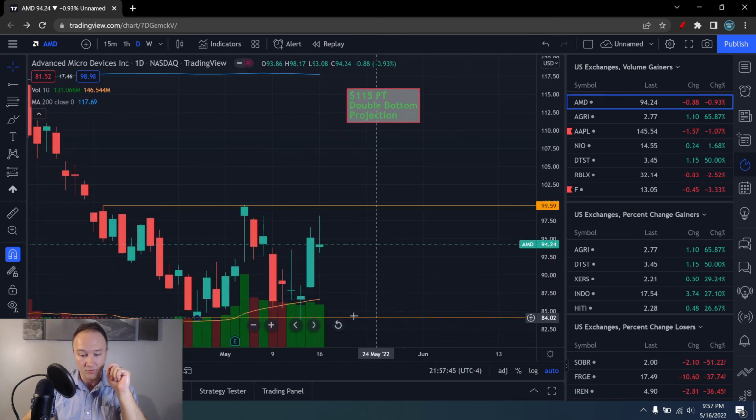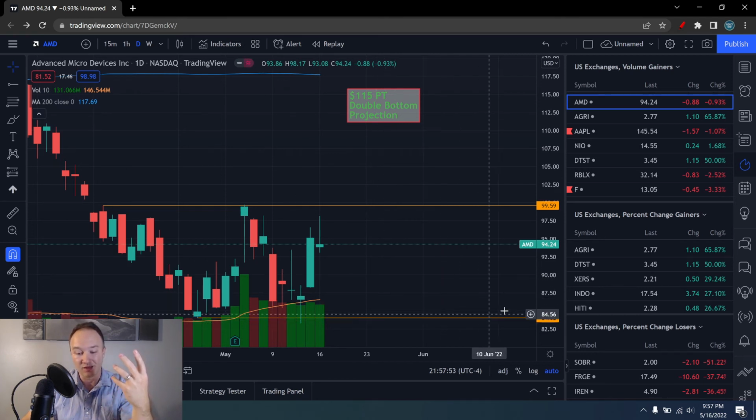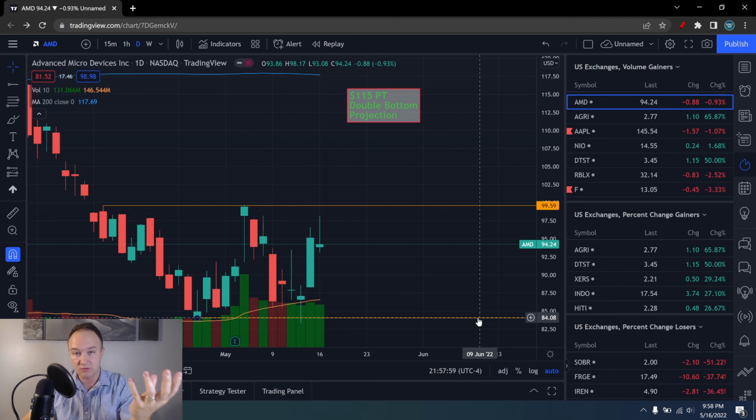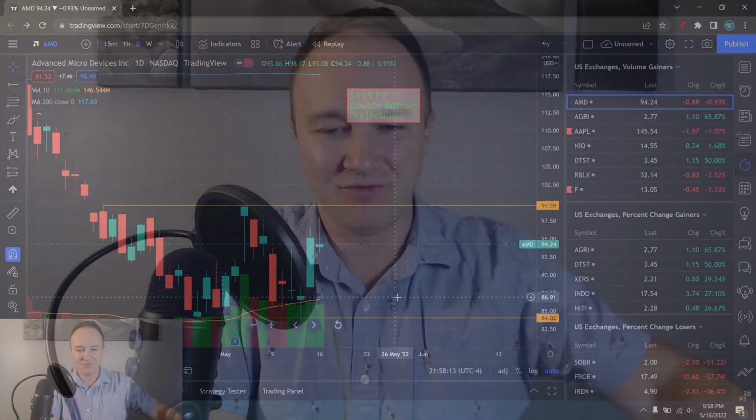Now, if it acts as support and we bounce off of 84 again, head to the upside, that's going to be what is called a triple bottom, which is even more bullish because it means that this $84 level has acted as support three times, which is an extremely strong level of support at this point, right? So even more bullish at that point, but we will cross that bridge when we get there, I suppose. I'm running out of metaphors to throw at you guys. So that's what I have for AMD.